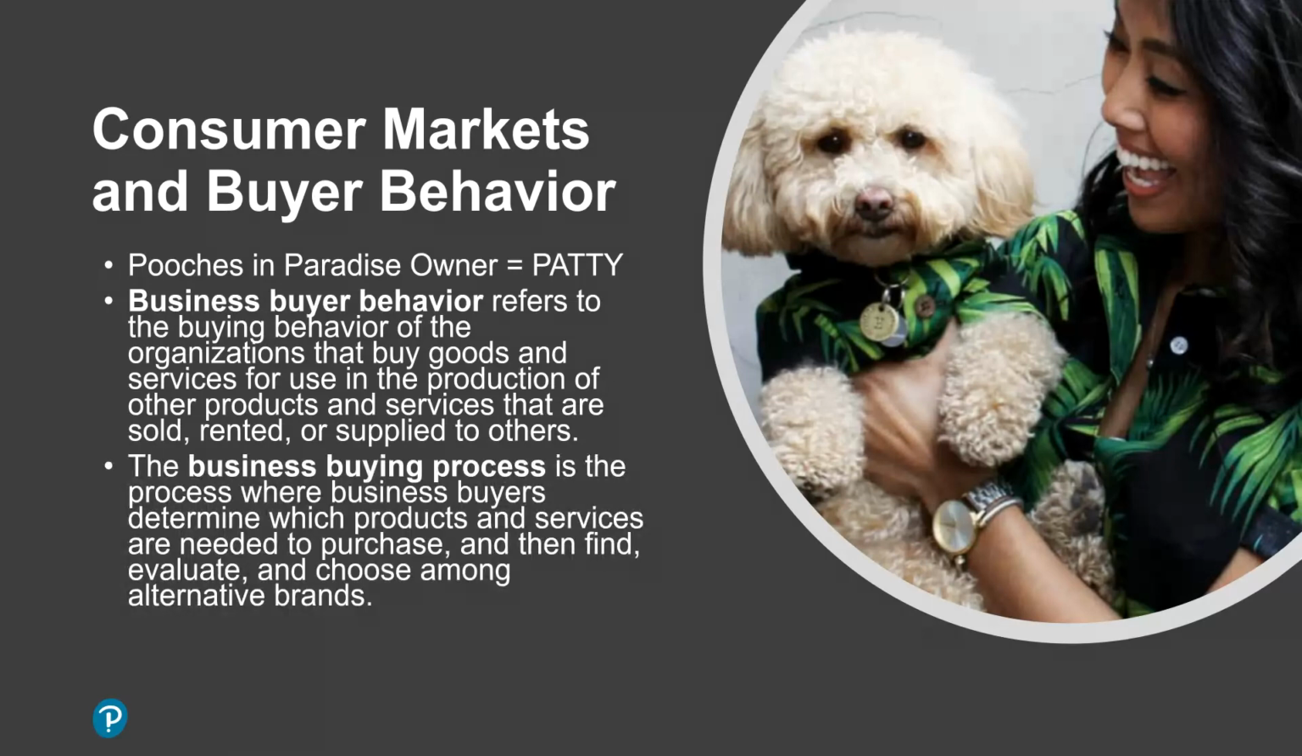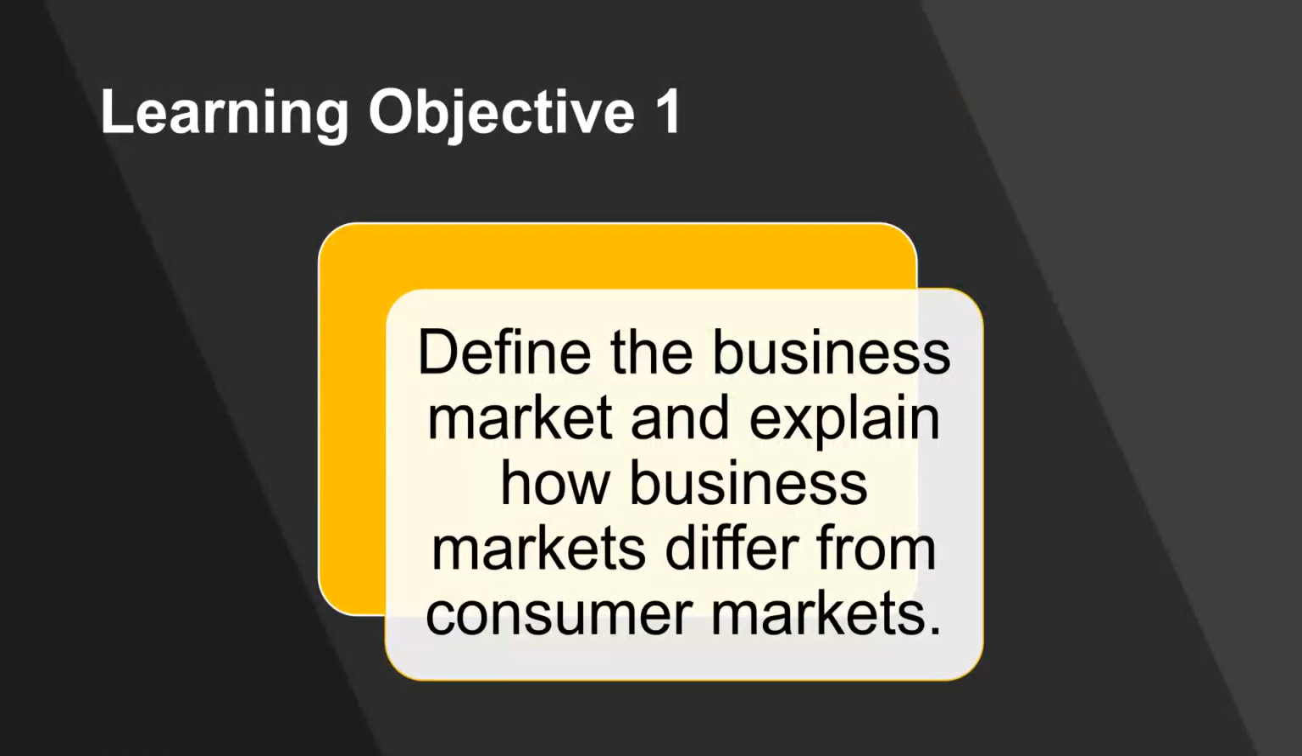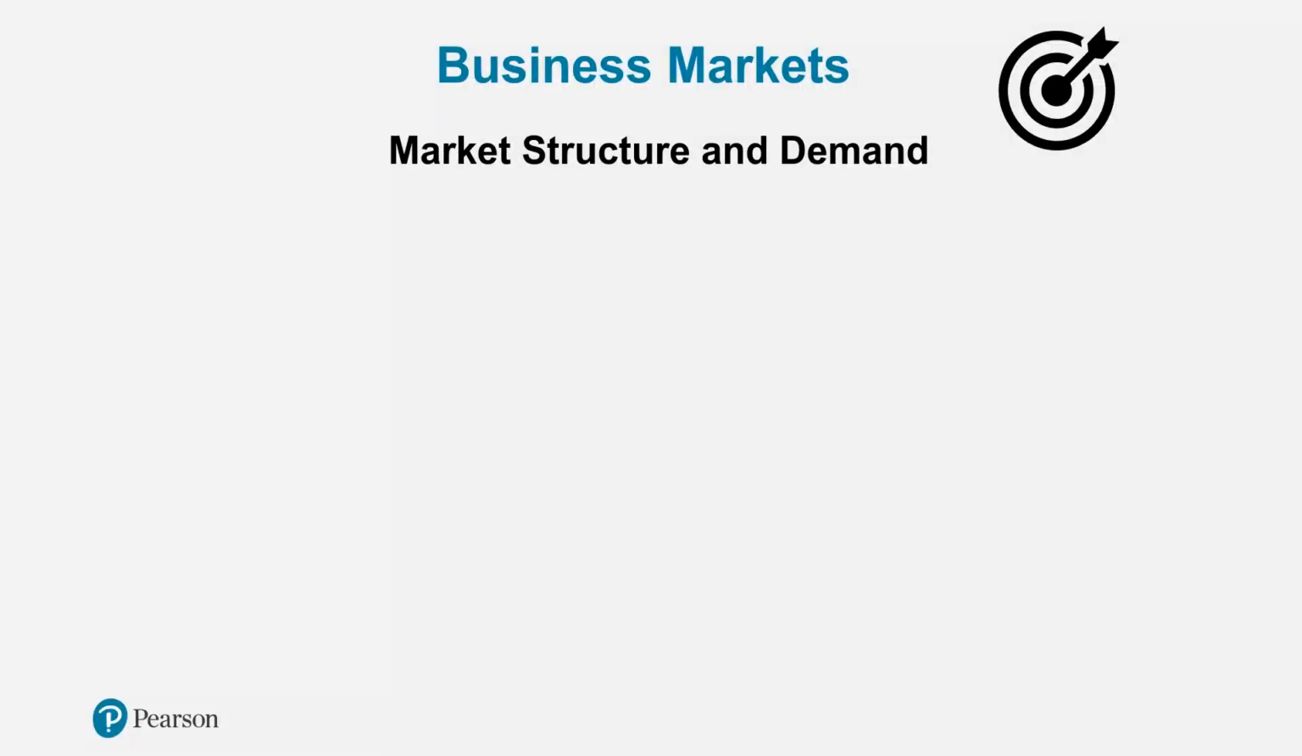She also has a buying process that she goes through, similar to consumers. It's based off of different products and services and things that she needs to evaluate among alternatives and brands. Let's start with objective number 1, which is to explain the differences between how a business market acts and how a consumer market acts.